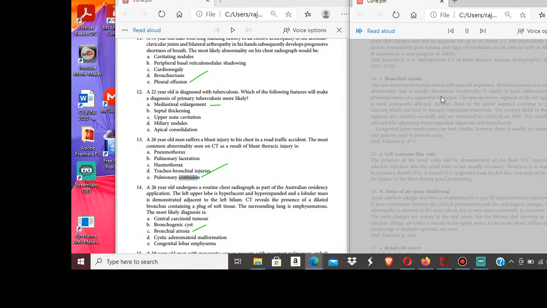Plain film changes may not be apparent for up to 6 hours. CT will demonstrate changes almost immediately post-trauma, and signs of resolution can be seen as early as 48 hours. If unresolved, it may progress to ARDS. Ref. Multidetector CT of blunt thoracic trauma.